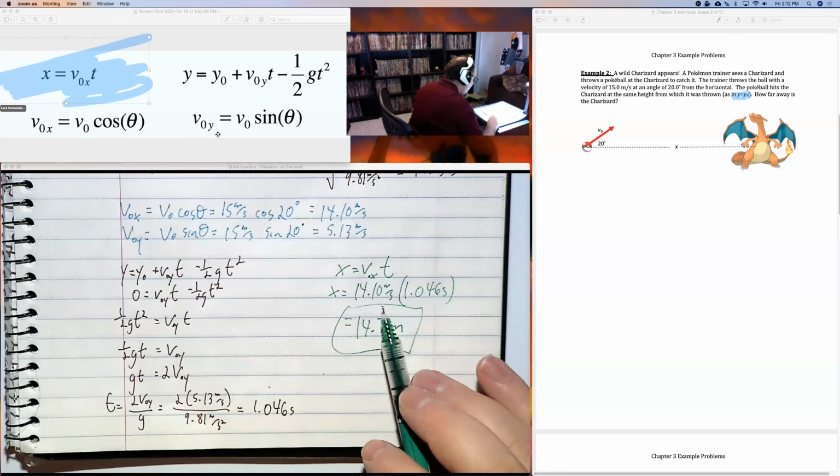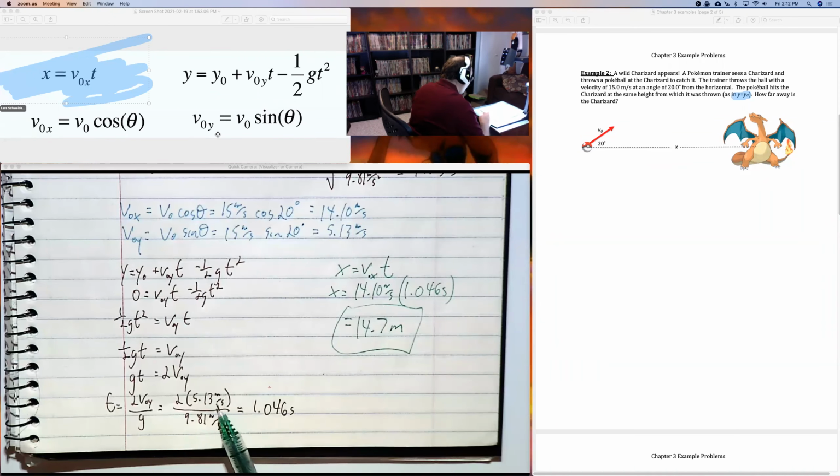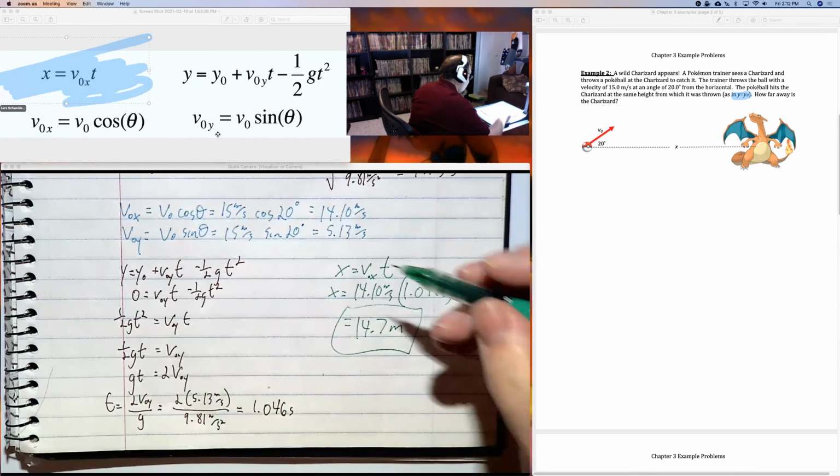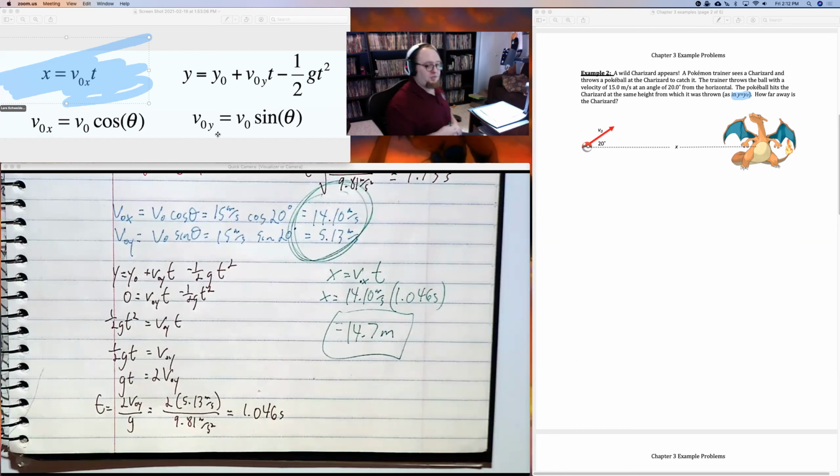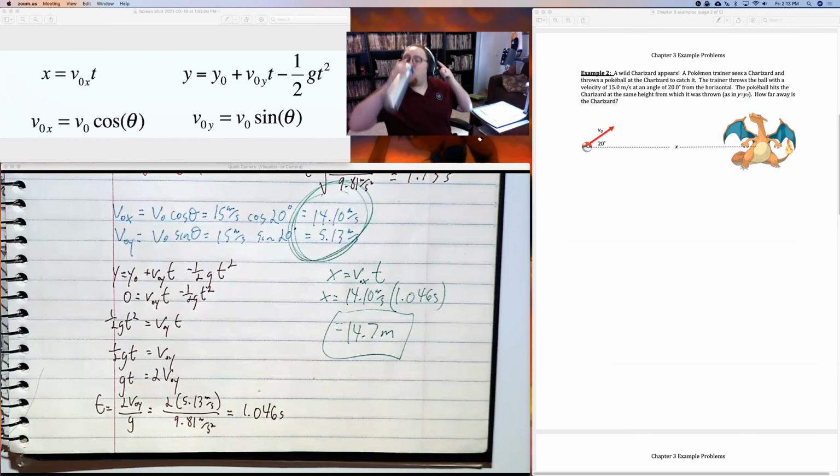Now note, V naught X is not 15. V naught Y is not 15. V naught X and V naught Y, I have to use these numbers respectively. That's the place people go wrong the most. The biggest mistake I see here is people interchanging V naught Y and V naught X. Any questions? Am I good to go to the next one then?